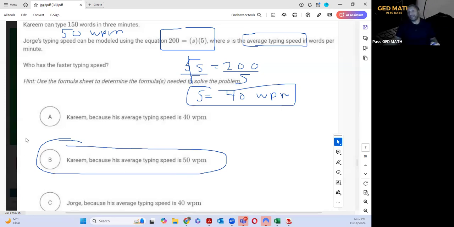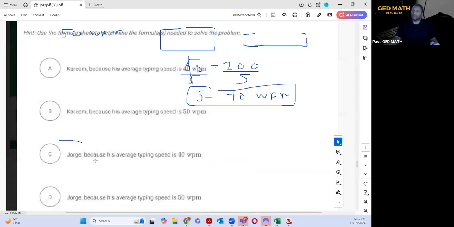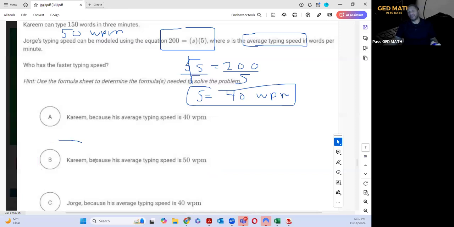I don't really like that answer, just because he has 50 doesn't mean you don't know the other. But the proper answer is Kareem, because his average typing speed is 50 words per minute. Kareem has the faster typing speed. An easy problem. But it's important that you understand that's a unit rate problem.